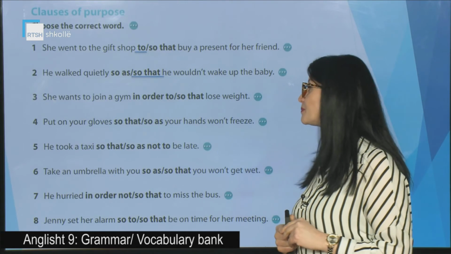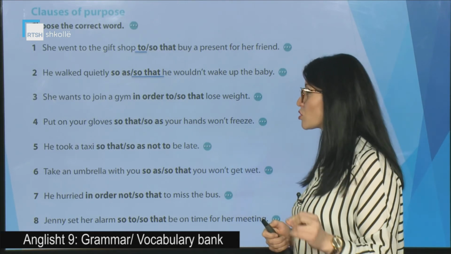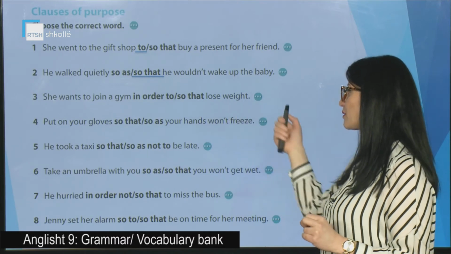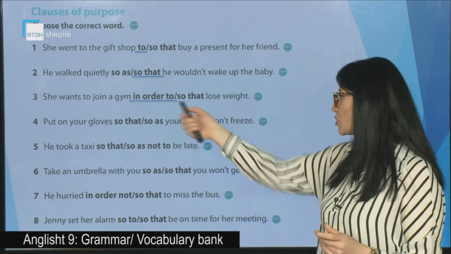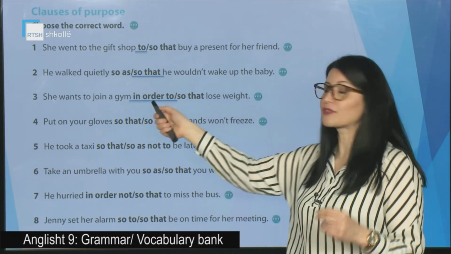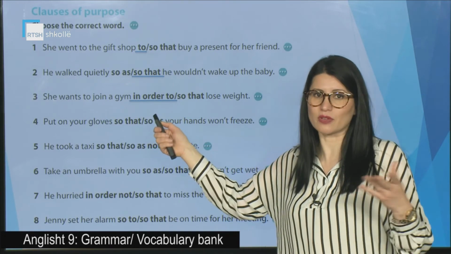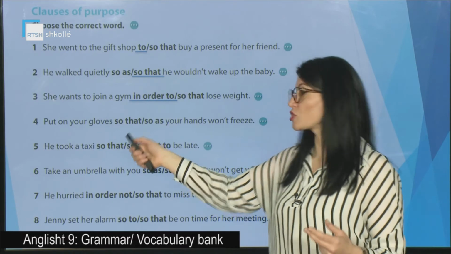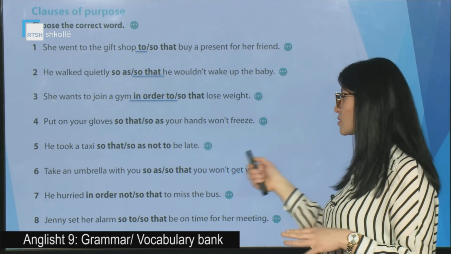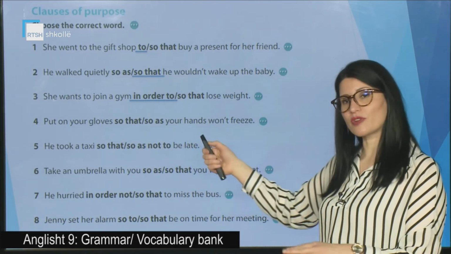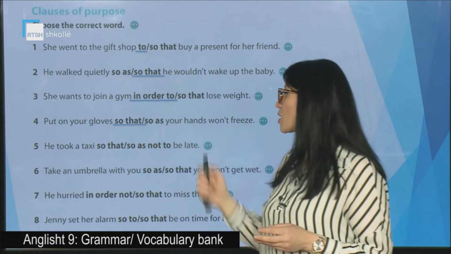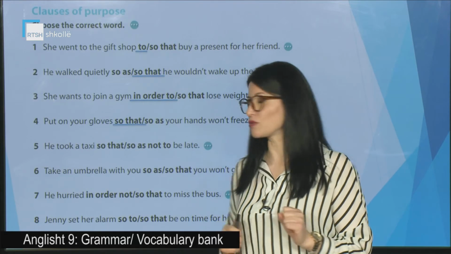She wants to join a gym in order to lose weight or so that lose weight. So it is in order to, because after in order to we need an infinitive, a bare infinitive. Put on your gloves so that your hands won't freeze or so as your hands won't freeze. So we are going to use so that because we have a clause.